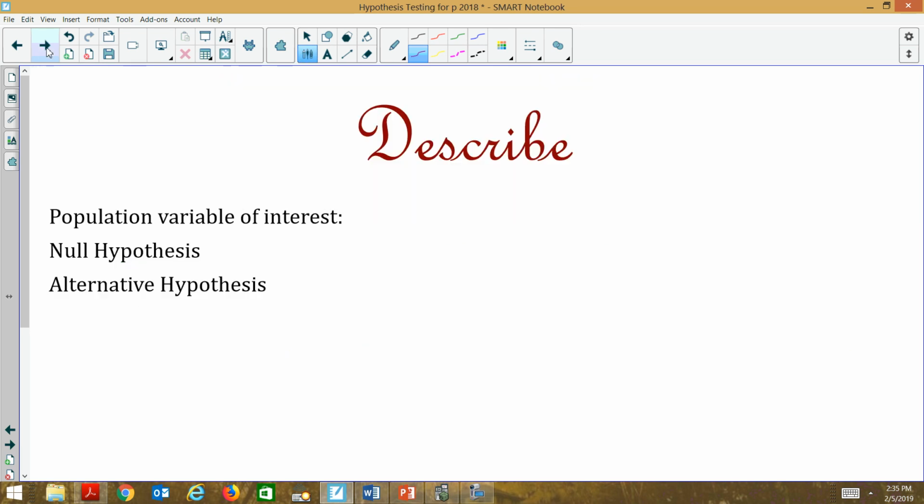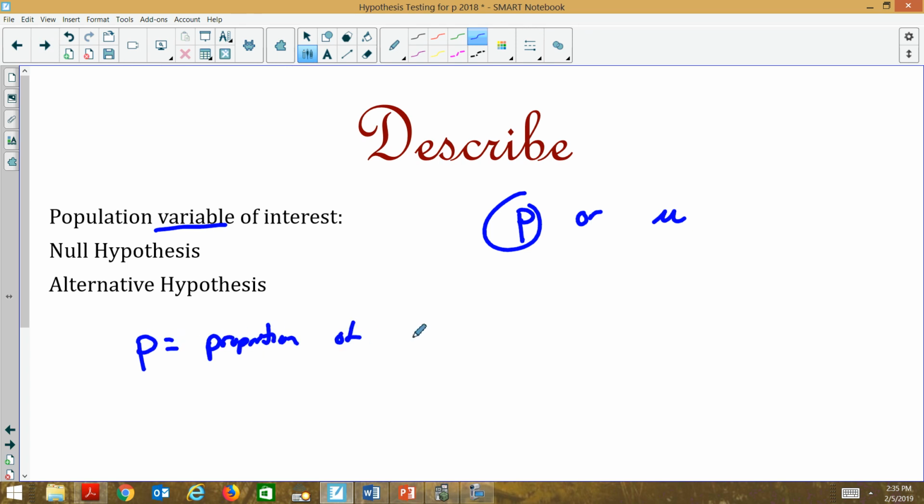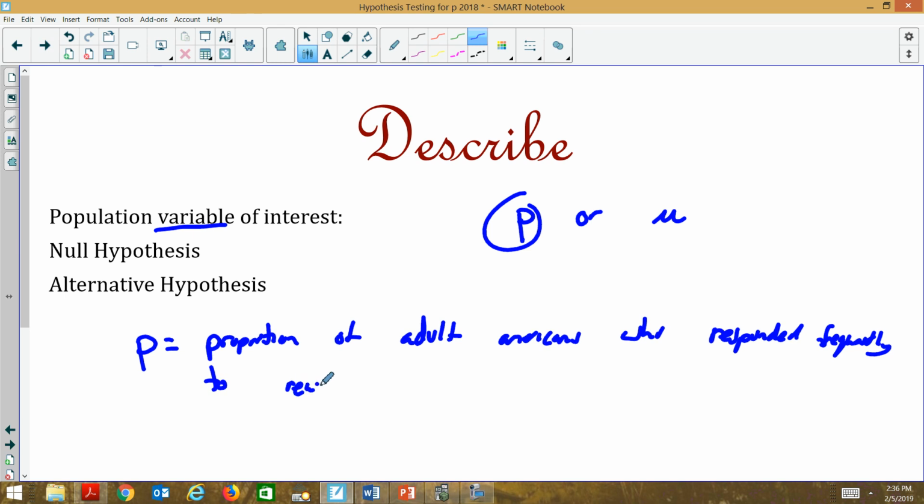The first part of DOCS is describe. First, we want to describe the population of interest. The population variable can be one of two things, either population proportion or population mean. In this case, it's population proportion. So the population of interest is the proportion of adult Americans who responded frequently to reading nutritional labels.